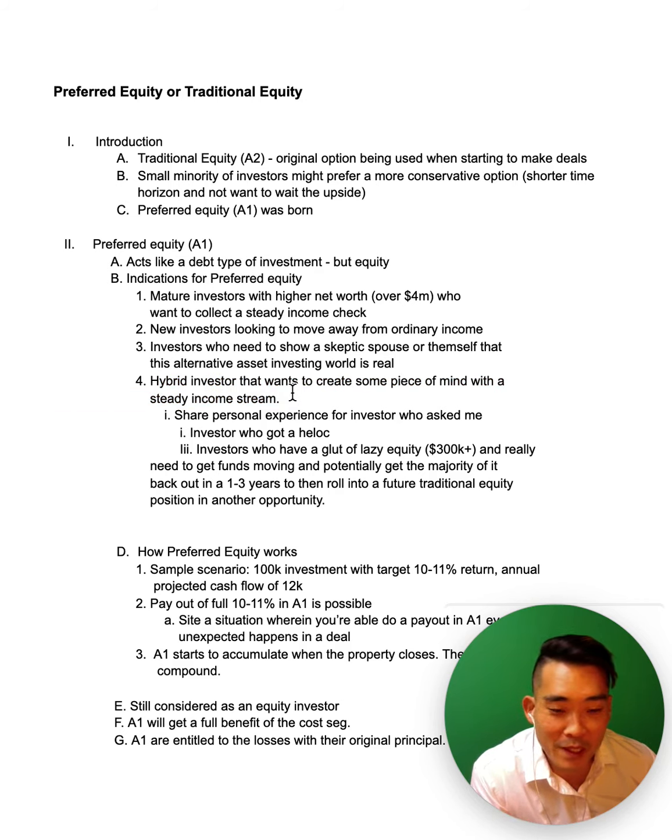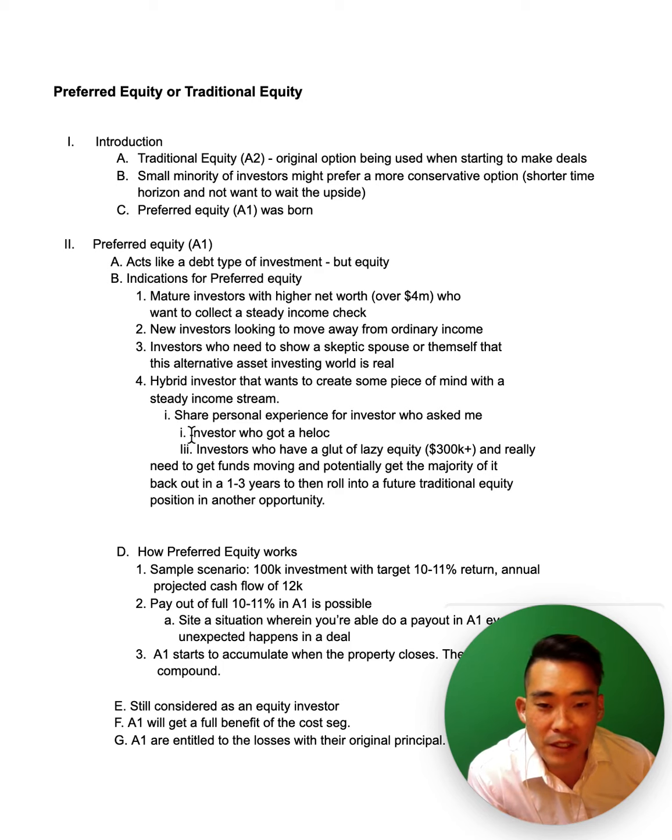Maybe you just want to put in 10 grand so your skeptic spouse could just see a few dollars hitting the bank account every month, but you have the majority of it in the equity piece, which is ultimately going to grow more and have a bigger equity multiple at the end. Here are a couple of examples of some people doing this.